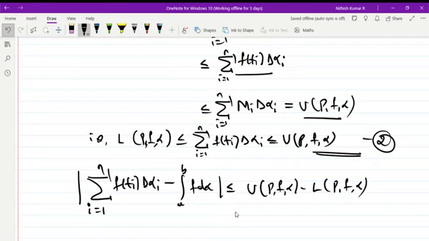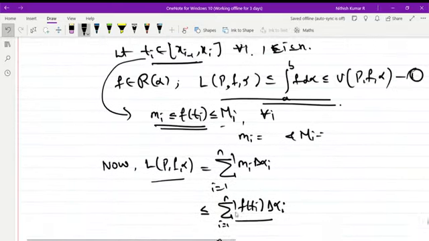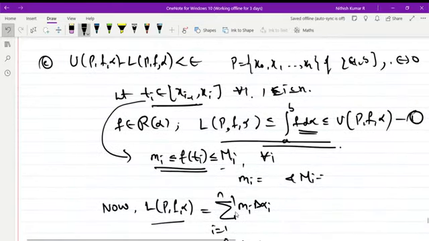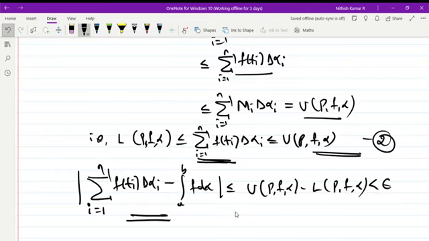So see, this quantity as well as this quantity lie between L(P, f, alpha) and U(P, f, alpha). So the modulus of their difference is always less than or equal to U(P, f, alpha) minus L(P, f, alpha). But using my assumption, this is less than epsilon. Hence, I got this relation is less than epsilon. This is what I needed to prove. Hence the result.